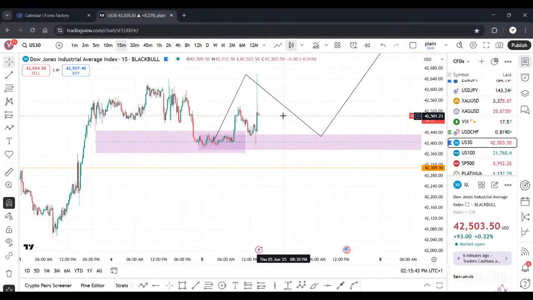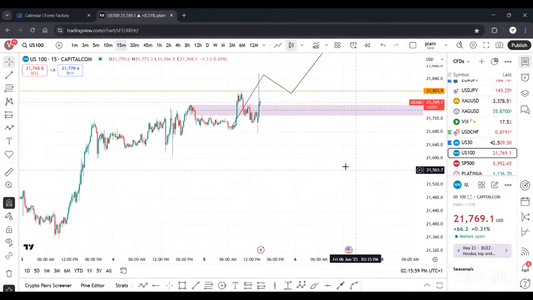Let me see how price action forms, more price action forms, and then probably we're going to see a build up from this zone, price candlestick pushing to the upside. That will also strengthen my conviction for a buy again. Right, that being said, let's move to our US 100.